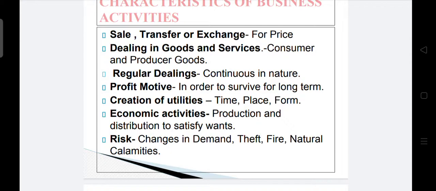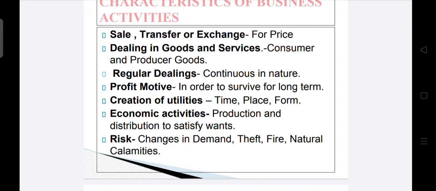Now we have creation of utilities. It adds time, place, and form. So it creates and delivers value of satisfaction to the customer by adding time, place, and form, and the possession of utilities to various types of goods.